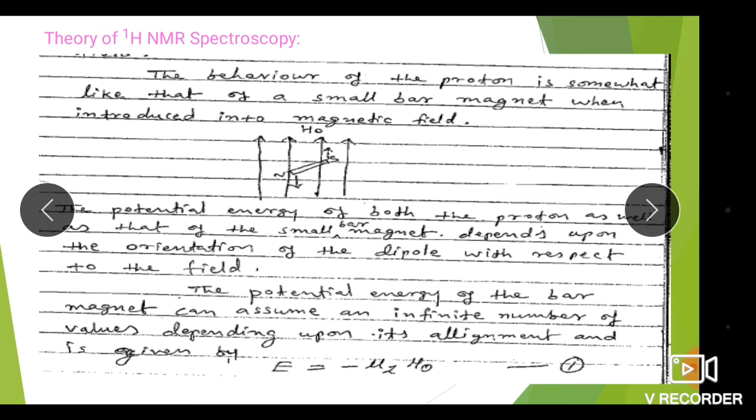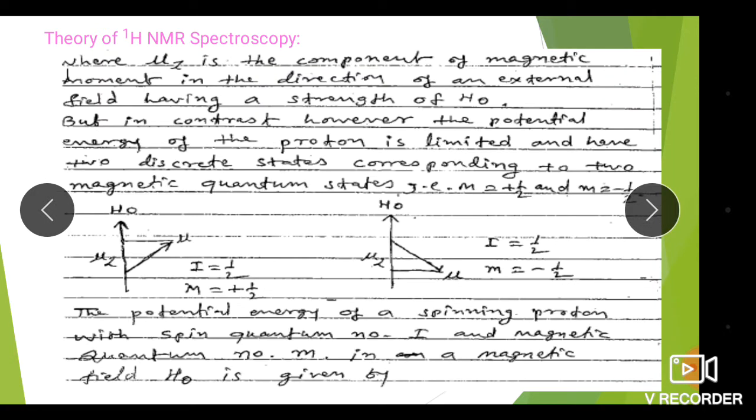So the change in energy when we apply the external magnetic field: the energy takes a definite, infinite number of values depending upon alignment. That is, E is equal to minus mu z H0, where mu z is the magnetic moment and H0 is the applied magnetic field. This is equation number 1, where mu z is the component of magnetic moment in the direction of an external field having a strength of H0.